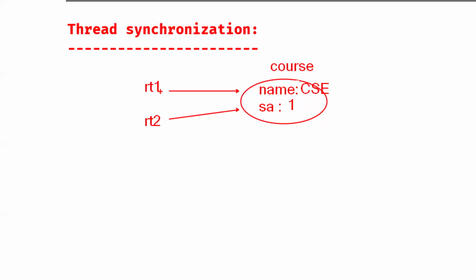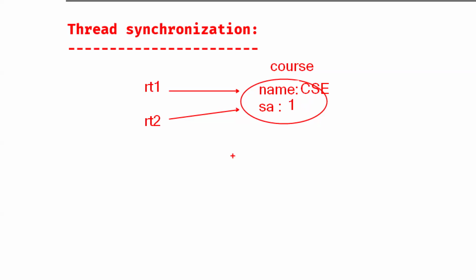Actually, this registration thread 1 is trying to update the seats available to 0. But before it is updated, another registration thread is getting the available seats. How many seats are available now? 1. This registration thread will also book that seat. This is called inconsistency, which is nothing but what? Only one seat is available, but the same seat is registered for student 1 and also for student 2. This is called inconsistency. This should not happen. That's the requirement.